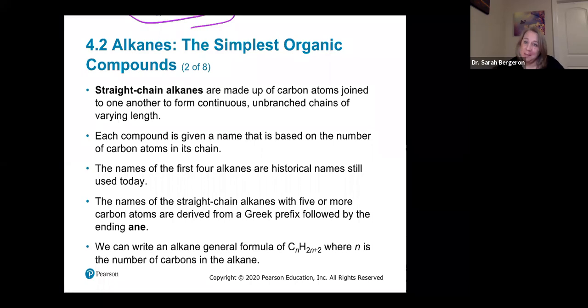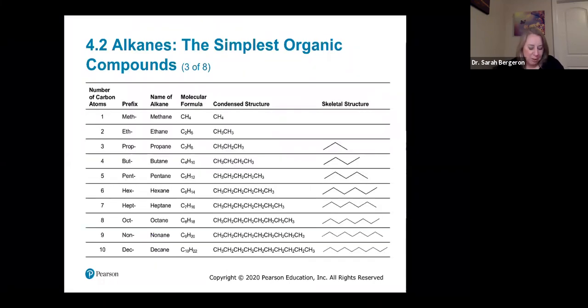The first 4 alkanes are weirdly named. They're historical. They don't actually have to do with the number. Remember how we had mono and di, tri? It would make sense, but we don't use them. After 4, then 5 or more, we're going to pick up those Greek prefixes that we've used in the past. And then every alkane is going to end in ane, and that's how we know it's an alkane. So let me show you some examples, and then we're going to come back to that slide.